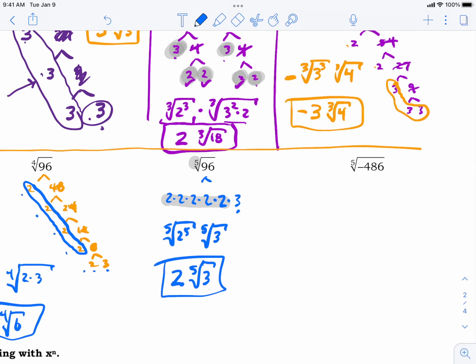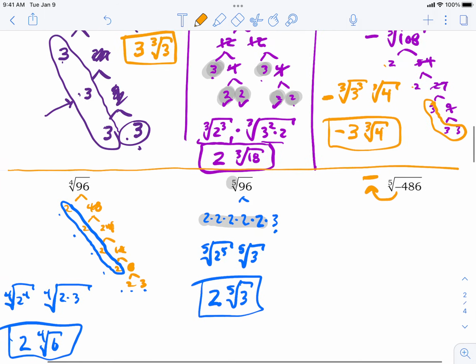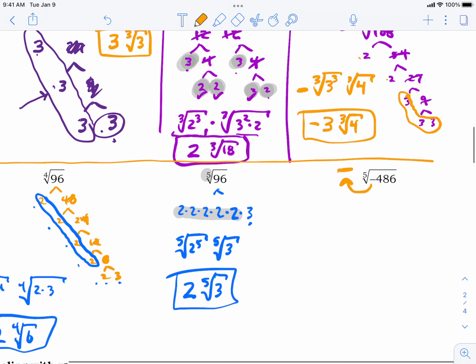Negative 486. Oh my goodness. Well, again, I know the answer is just going to be negative. Let me just put that there. There, that was easy. An odd root of a negative always comes out negative. The principal odd root of any negative number always comes out negative. So it's as though the negative can pass through. Don't you dare do that for a square root or an even root. But for odd roots, it works.